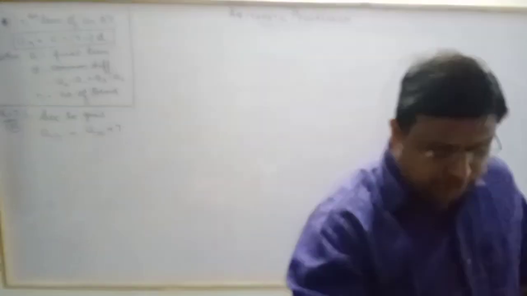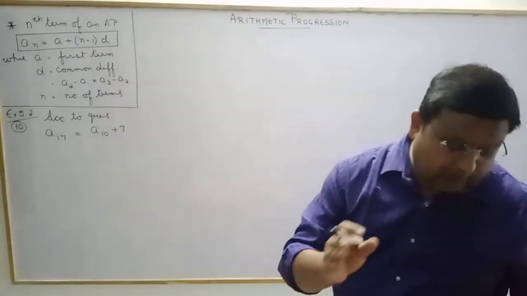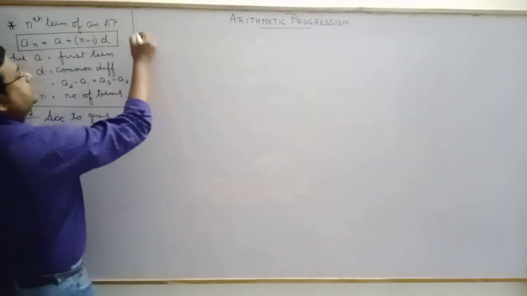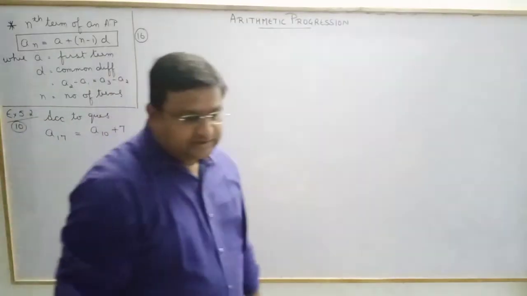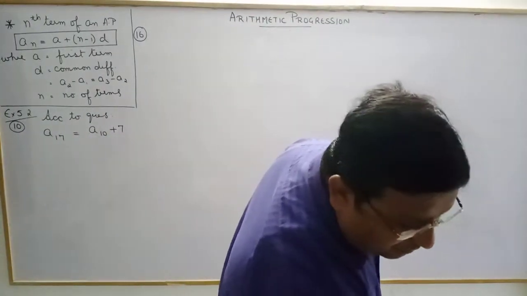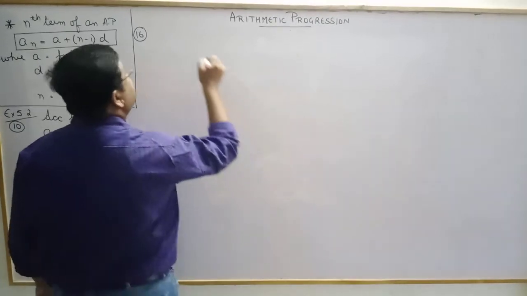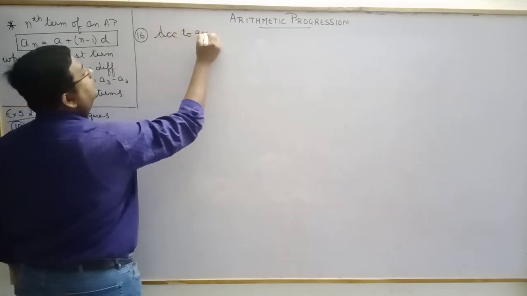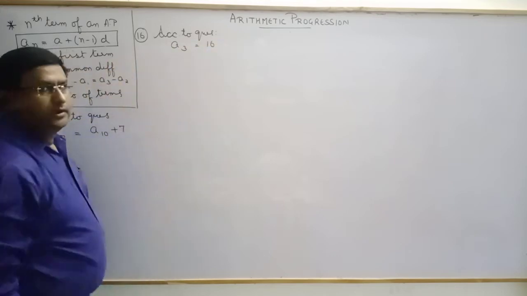Question number 16 also is the same. Determine the AP whose third term is 16 and the 7th term exceeds the 5th term by 12. Question number 16 I am talking about. What does he say? He says determine an AP whose third term is 16. According to the question, the third term is 16.